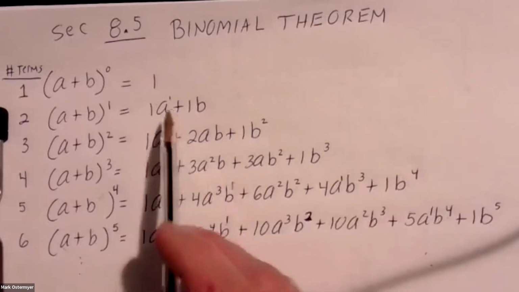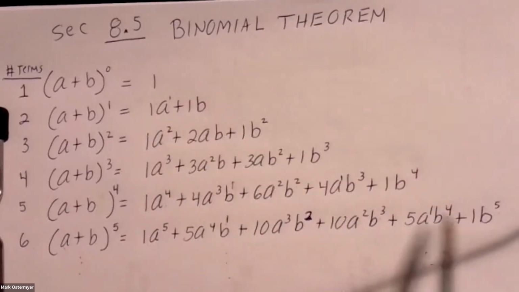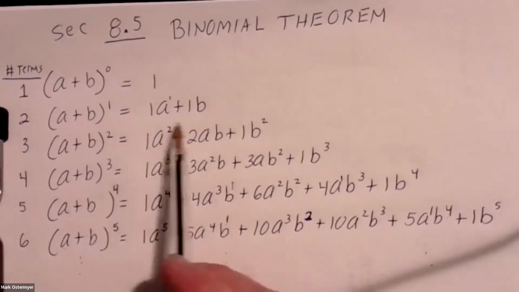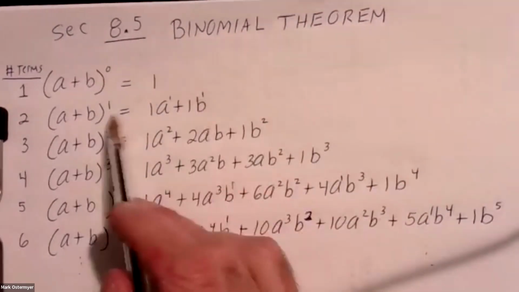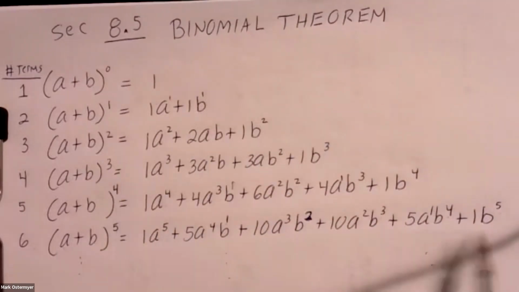Okay, so notice the last term of these expansions always ends with the last term of the binomial being raised to the power the binomial is being raised to. So b to the first power, b to the second power, b cubed, b to the fourth, b to the fifth.